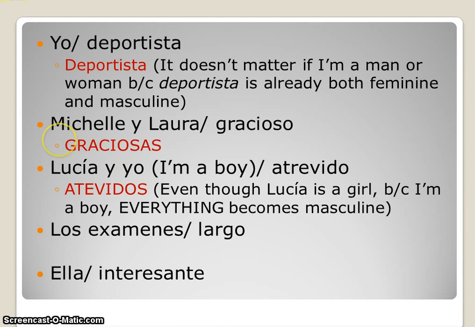2 more. Los exámenes largos. Plural. Here's my S. And then this is masculine, I can tell because of the los. So my O stays an O. And then ella, interesante. This is one girl, so I have no S's. And interesante ends in an E, which is already feminine, so I'm keeping my E.